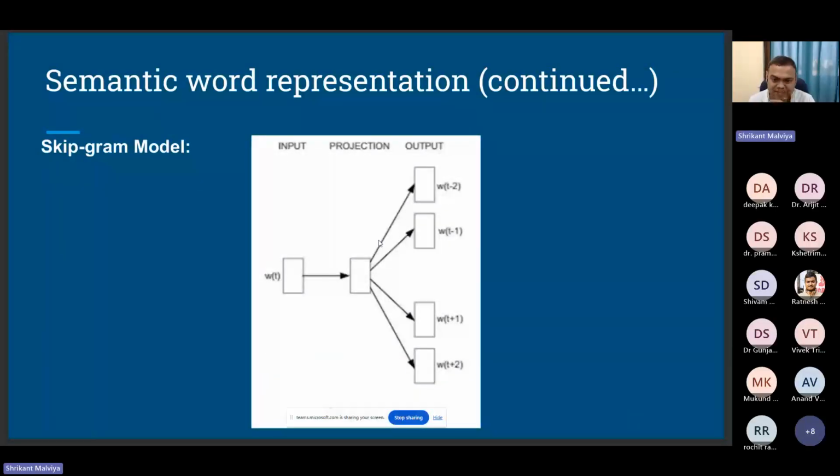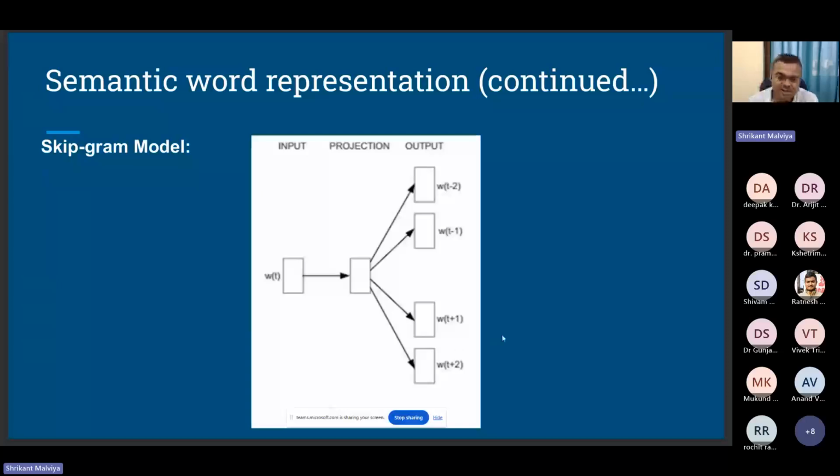By this diagram we can better understand. For any w(t), there is a projection layer, or we can also call it a linear layer, which is being trained with the objective of predicting the neighboring words. Don't think that all the surrounding words will be predicted together. The prediction happens one at a time, like w(t-2), and in the next iteration it will predict w(t-1), then w(t+1). So that's how word-by-word prediction happens.